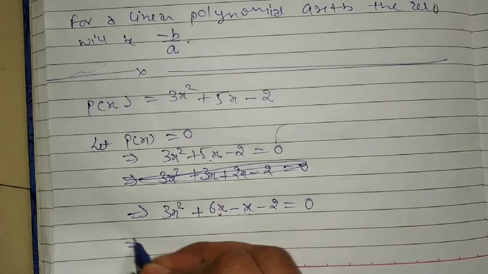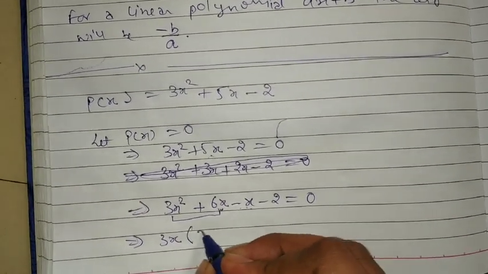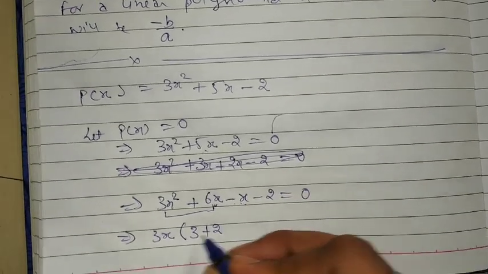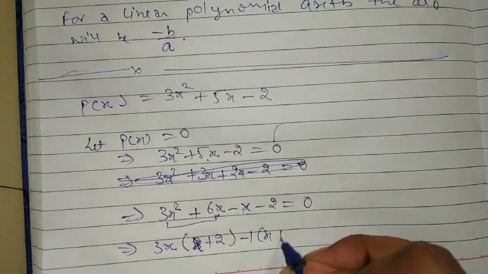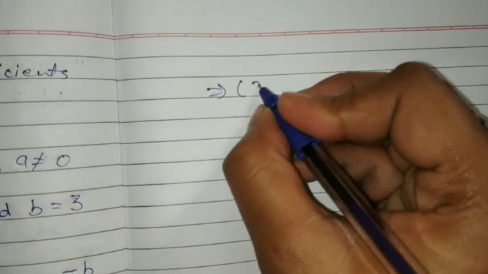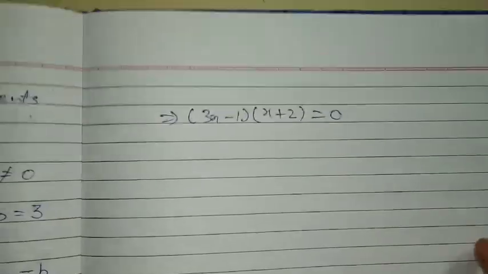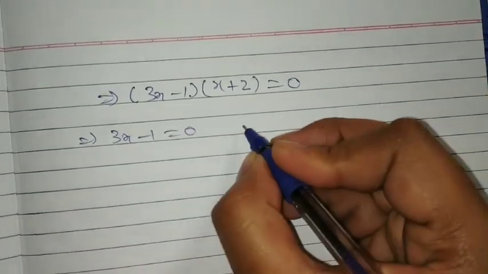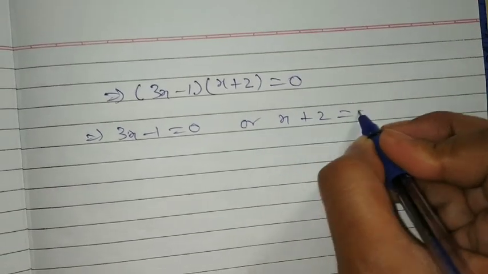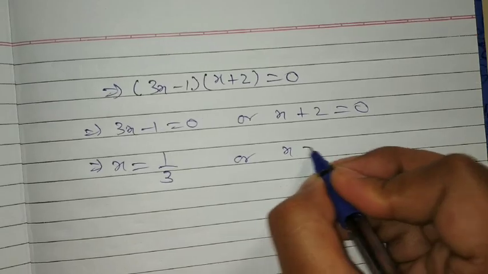Now here 3x is common, so this will be 3x(x plus 2), and here minus 1 will be common, this will be minus 1(x plus 2) equals 0. So we will have (3x minus 1)(x plus 2) equals 0. From here we will get 3x minus 1 equals 0 or x plus 2 equals 0. So x is either 1 by 3 or x is equal to minus 2.